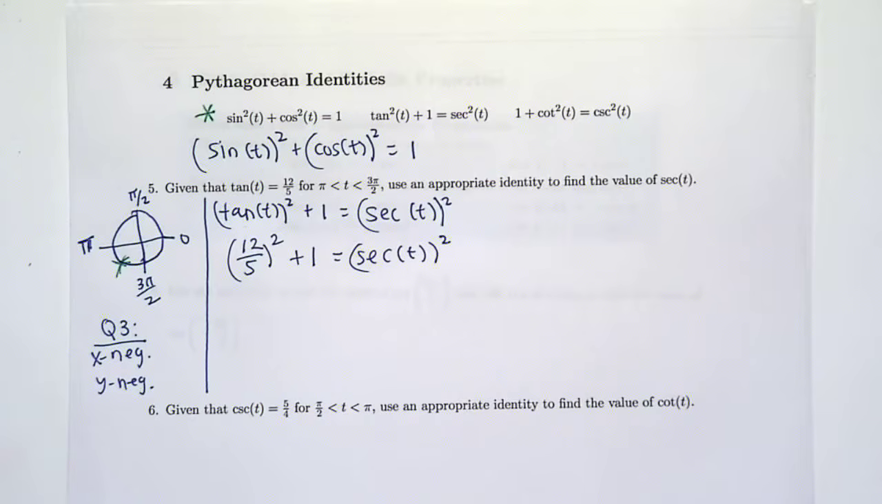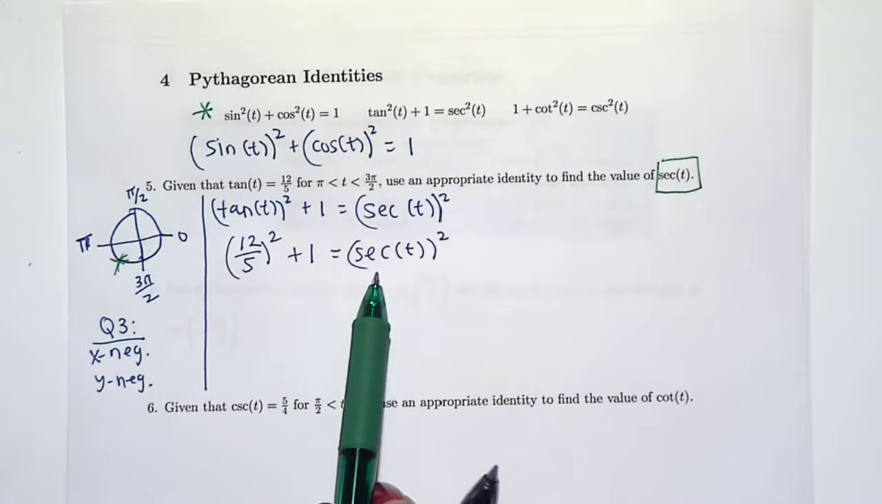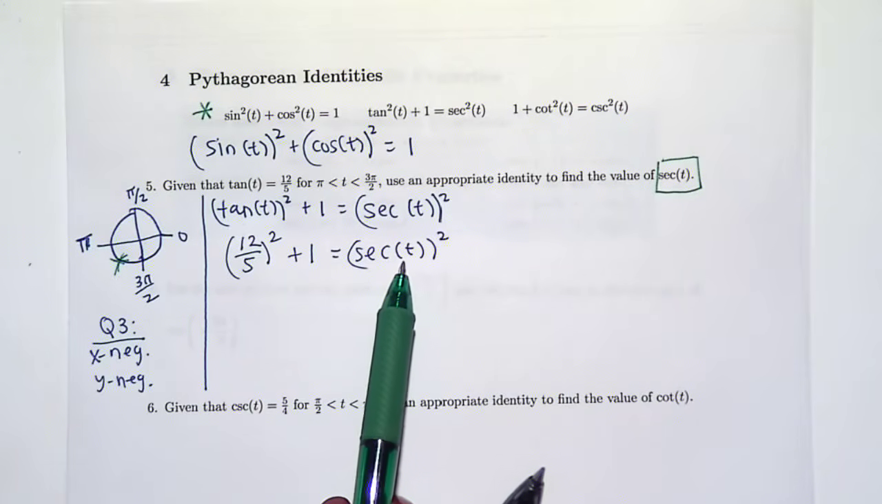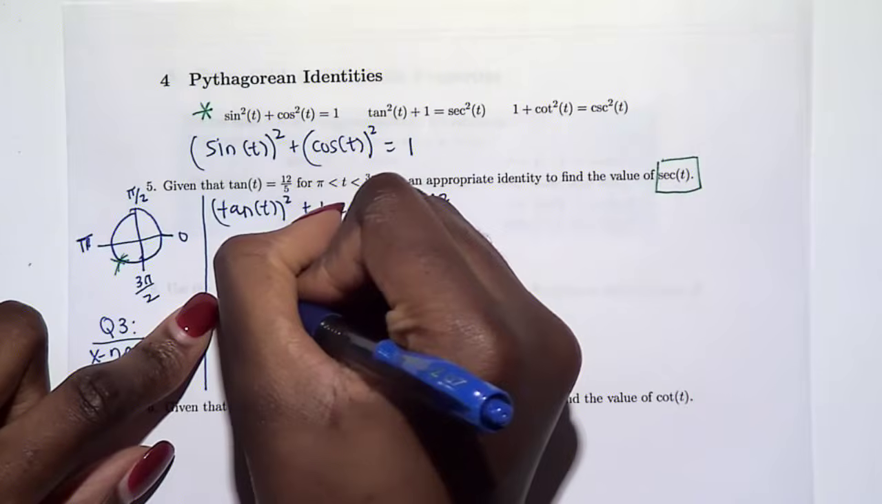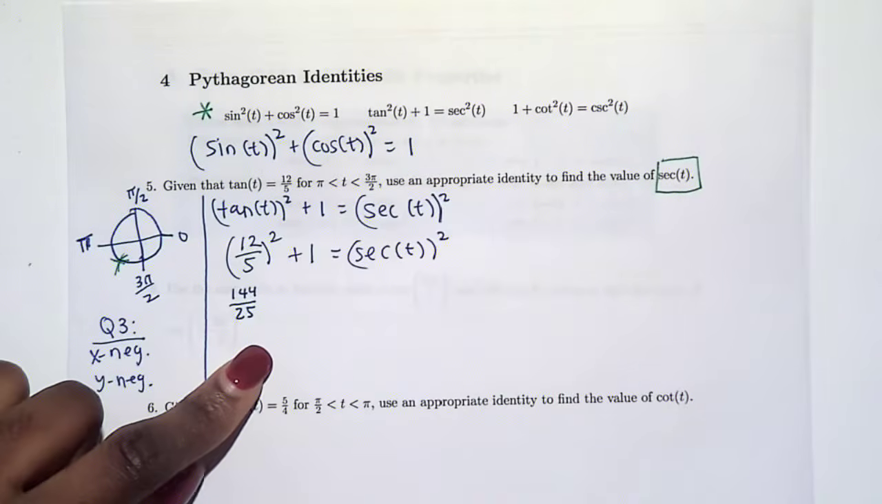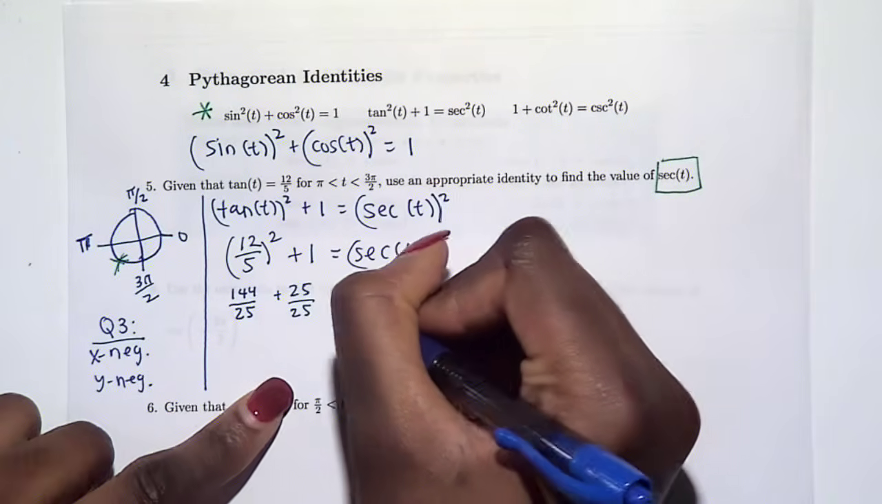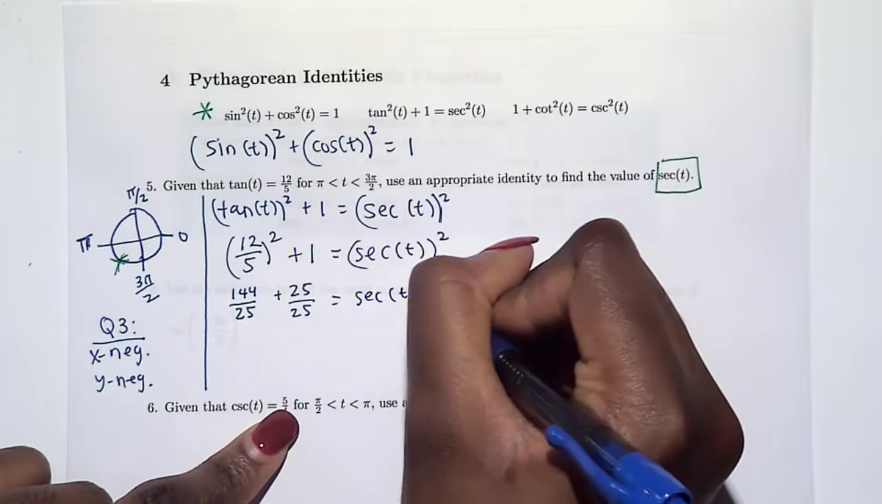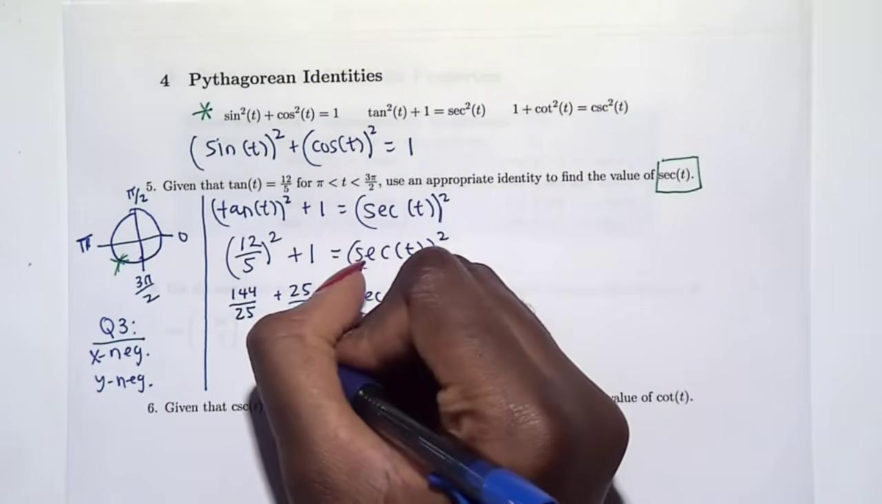So how does this help us? Well, it helps us because we're trying to find a value for secant t. Now secant t is our only main variable in this problem. We can solve for secant t. All right, so I'm going to go ahead and simplify this side over here. So this should be 144 over 25. And I'm going to rewrite 1 as 25 over 25 because I know I'm going to have to add these two. All right, so when I add that, I get 169 over 25.